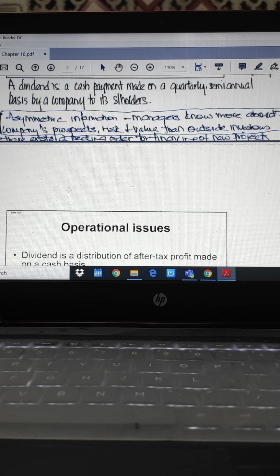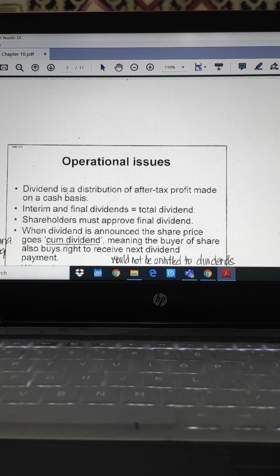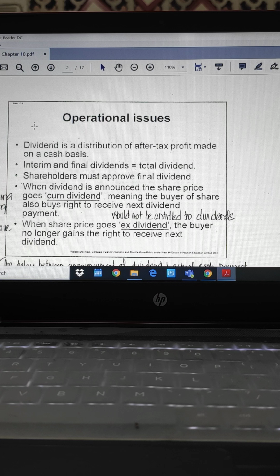Moving on, we now look at the operational issues of dividends. Dividends must be a distribution of after-tax profit made on a cash basis. Two types of dividend, as I mentioned before, interim and final dividend. Together, combined, they make up total dividend for the year. Shareholders must approve the final dividend. Take note of these 2 points in the slide.